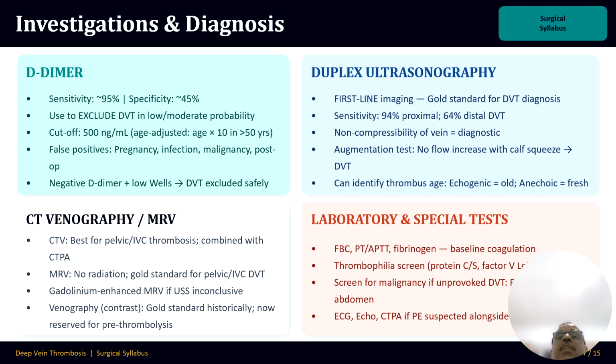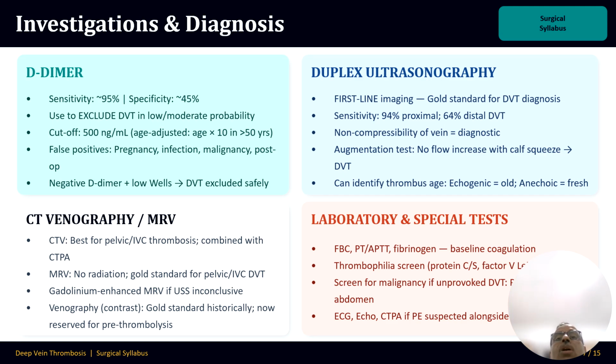The gold standard test for diagnosing deep vein thrombosis and the first line of imaging is Doppler ultrasonography or color Doppler, where we combine the Doppler along with B mode ultrasound. The sensitivity of Doppler ultrasound is 94% for proximal DVT and only 64% for distal DVT. The most important sign is non-compressibility of the affected vein, which is diagnostic of deep vein thrombosis.